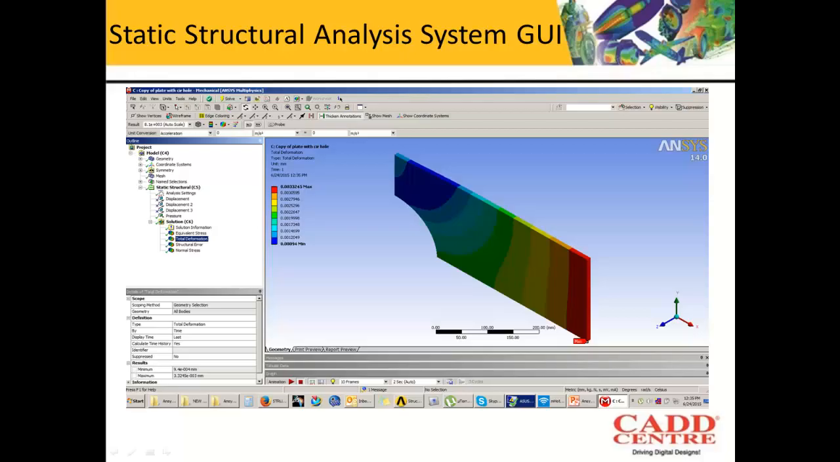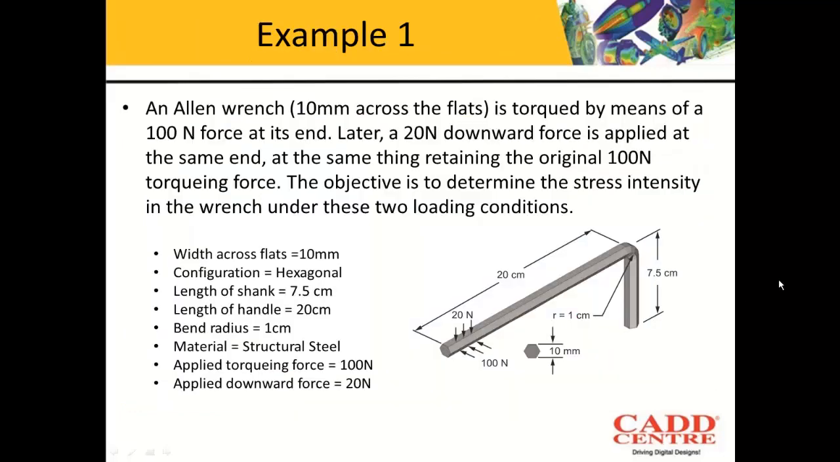Okay, so now that we have understood about the static structural analysis, what it is and where it is going to be used, now we will see how to perform the static structural analysis in Ansys Workbench. For that, we are going to take the first problem, that is of an Allen wrench.